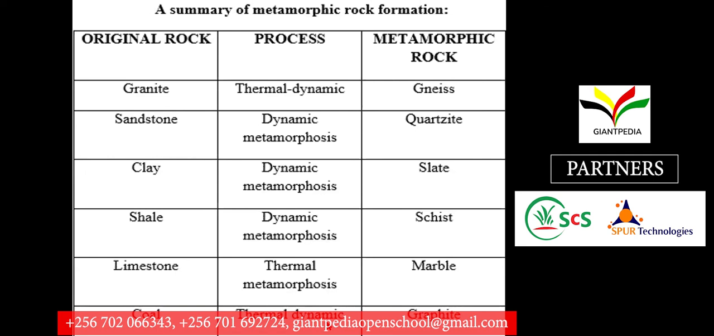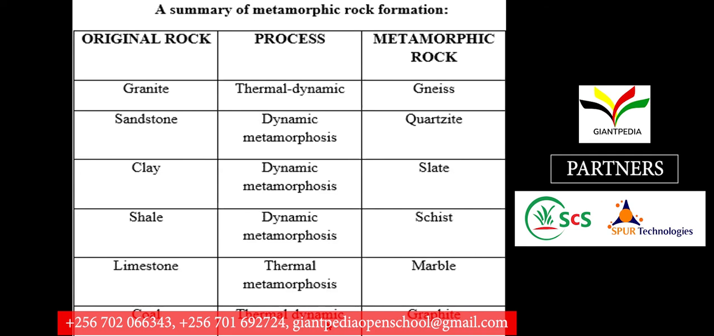So this is a summary of metamorphic rock formation. The original rock, if it is granite, through heat and pressure becomes gneiss. Sandstone, through pressure, turns into what? Quartzite. Clay, through pressure, turns into what? Slate. Shale, through pressure, may turn into schist.